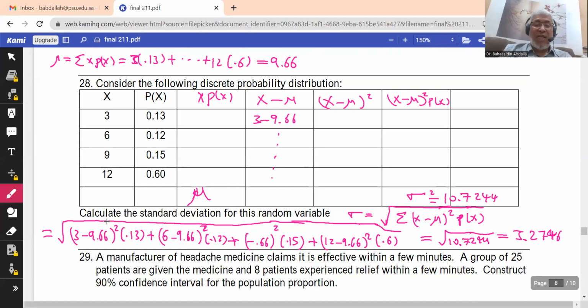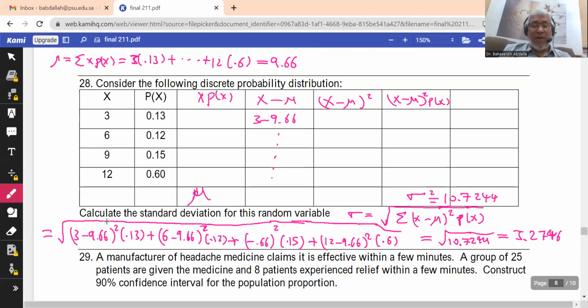So now write the probability instead of the frequency. So instead of frequency of 3, write the probability, which is 0.13. So the frequency of 3 would be 0.13. The frequency of 6 would be 0.12. The frequency of 9 would be 0.15. And the frequency of 12 would be 0.6. And then press on and go to shift 1, which is stat, and ask for 4, the variance.